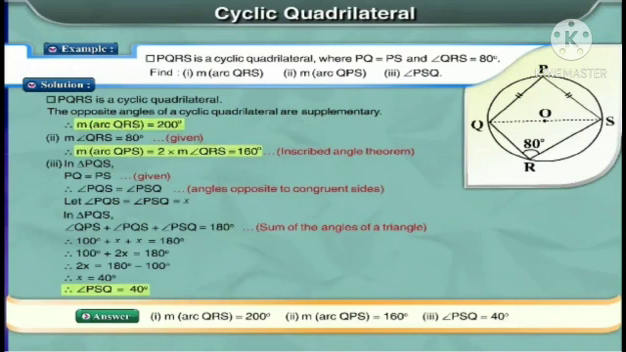Now in triangle PQS, sum of all angles of a triangle is 180 degrees. Therefore angle QPS plus angle PQS plus angle PSQ is equal to 180 degrees. Therefore by substituting the values, we get 100 degrees plus x plus x is equal to 180 degrees. Therefore 100 plus 2x is equal to 180 degrees. Therefore 2x is equal to 180 degrees minus 100 degrees. Therefore x is equal to 40 degrees. Therefore we can say that angle PSQ is equal to 40 degrees.